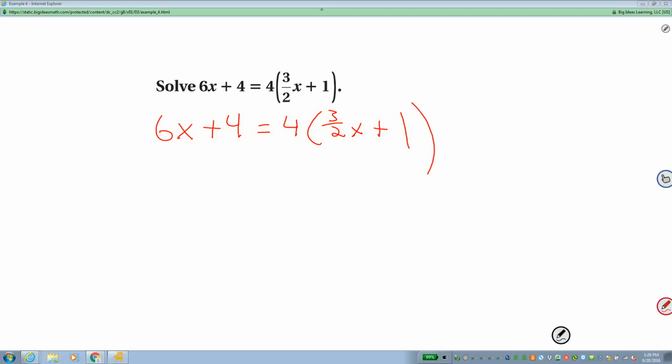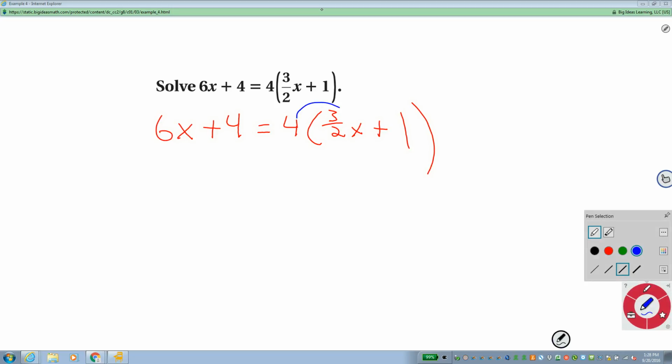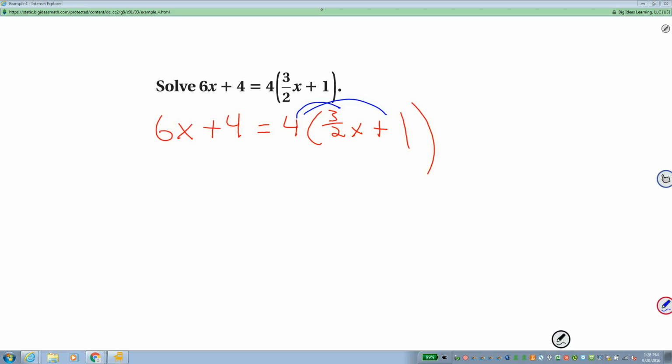What is that? Yes, Zach? Take care of your parentheses. So when we take care of parentheses, we're going to distribute that 4 to inside of the parentheses. What's 4 times 3/2? Well, 4 times 3 is 12, divided by 2, which is 6. So now we have 6x, and then 4 times 1 is? 4. Plus 4.